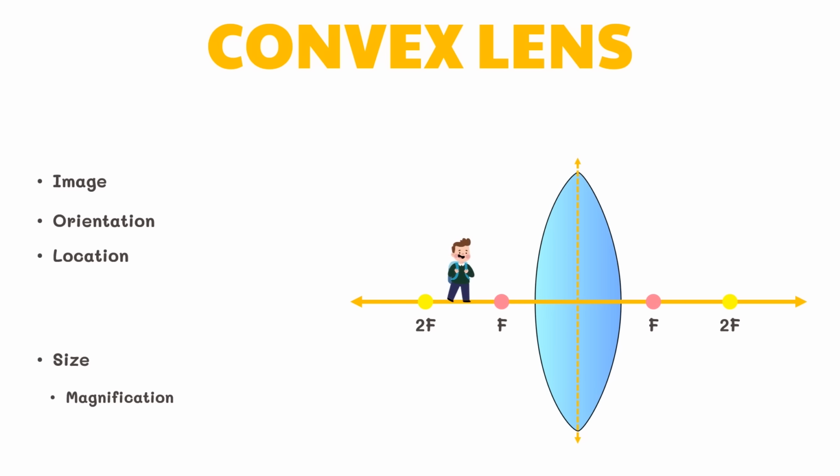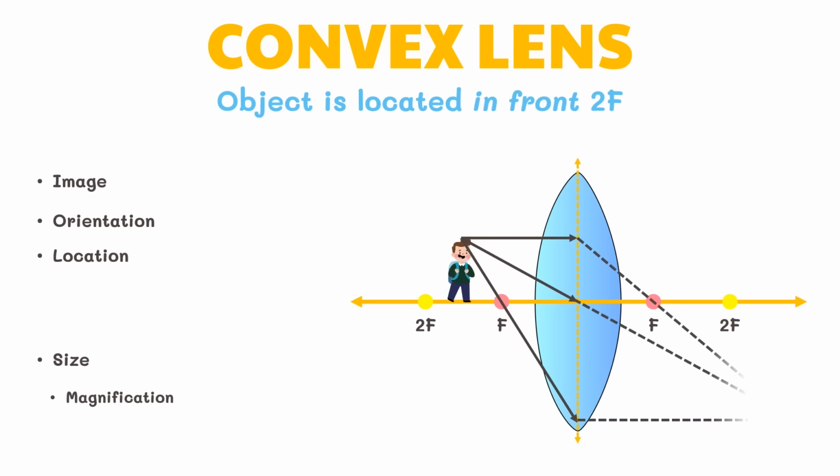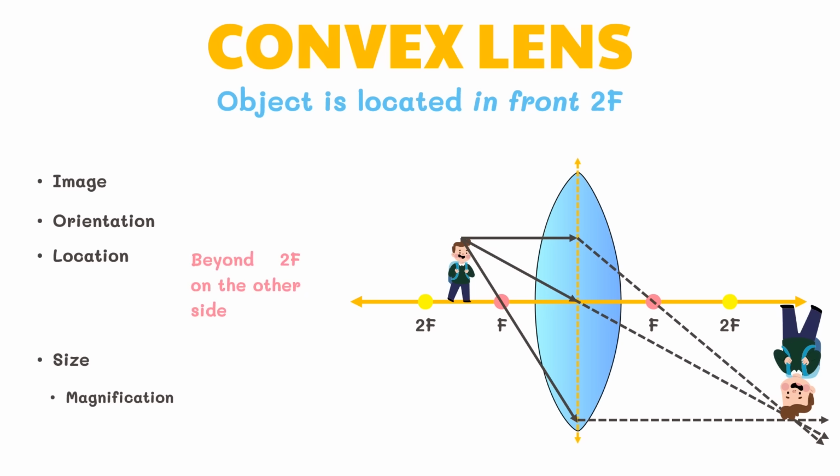When the object is located in front of the 2F point, the image will be located beyond the 2F point on the other side of the lens. In this case, the image will be inverted. The image dimensions are larger than the object dimensions. A 6-foot tall person would have an image that is larger than 6 feet tall. The absolute value of the magnification is greater than 1. The image is a real image.